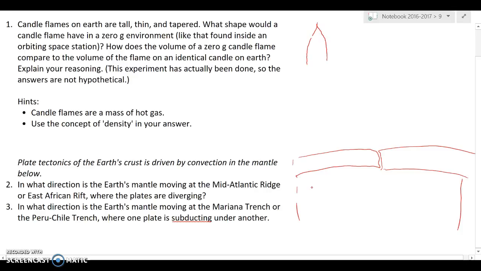Question 2 is, in which direction is the Earth's mantle moving at somewhere like the Mid-Atlantic Ridge, where the plates are diverging? The answer isn't as simple as you think. Question number 3 is, in which direction is the Earth's mantle moving at somewhere like the Marianas Trench near Japan, where one plate is going underneath another plate? The answer again is not quite as simple as you might think.